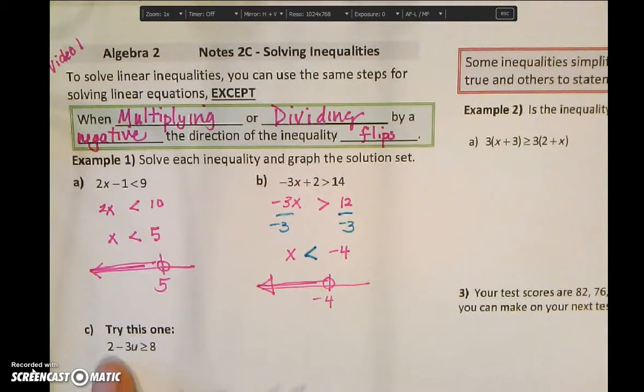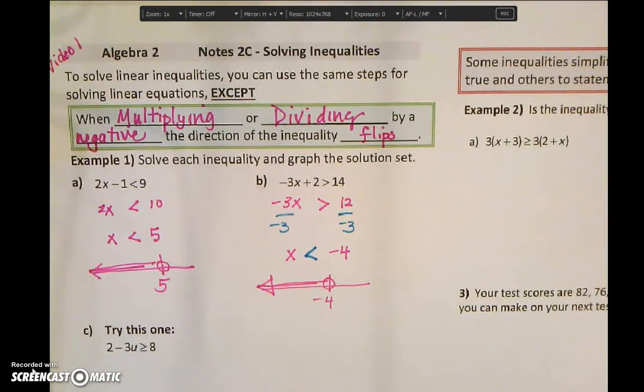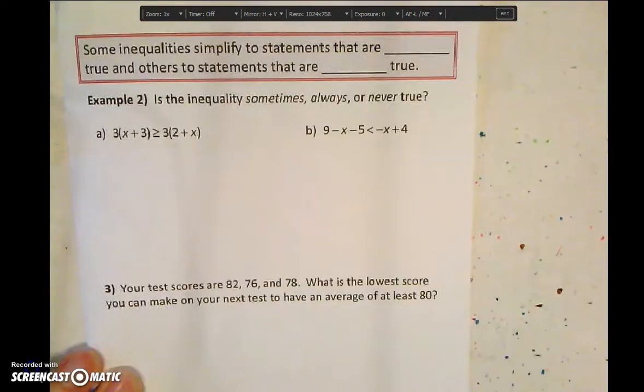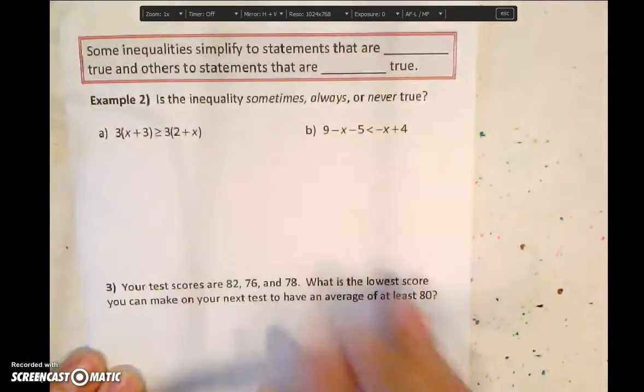All right, so you try. Turn the video off for just a minute, and you try C and see what you can come up with. Graph the solution set, as I did, when you finish. Okay, after that, try me.